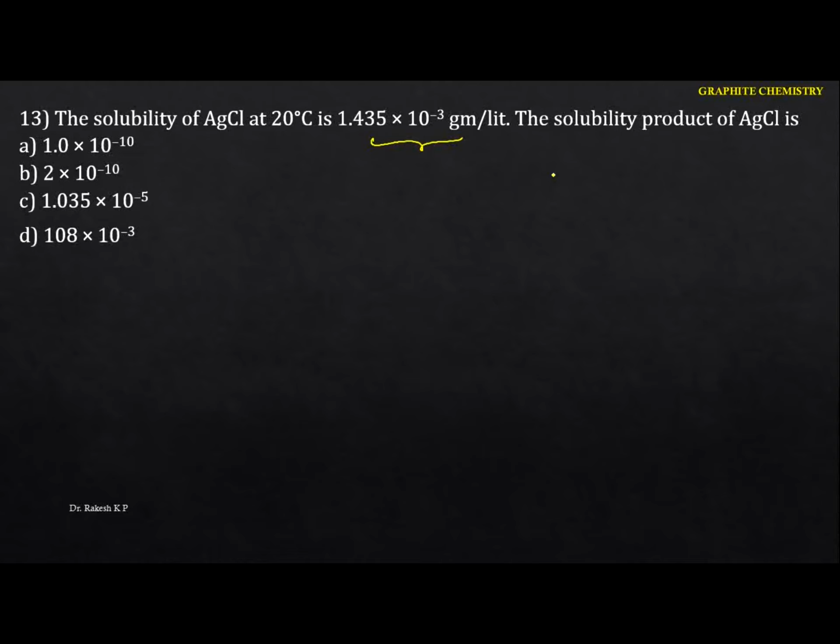They're not given the concentration, they're not given the number of moles, but what they're given is 1.435 into 10 to the power of minus 3 gram per liter. So let me calculate the number of moles. The number of moles is nothing but the mass by molar mass. What is the mass they are given? That is 1.435 into 10 to the power of minus 3. If we calculate the molar mass of silver chloride, that becomes 143.5.